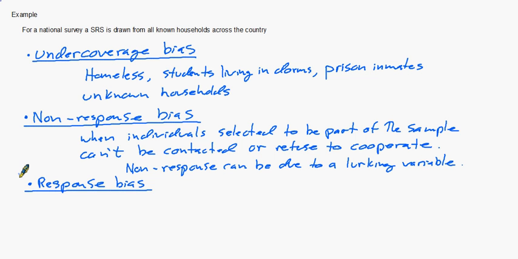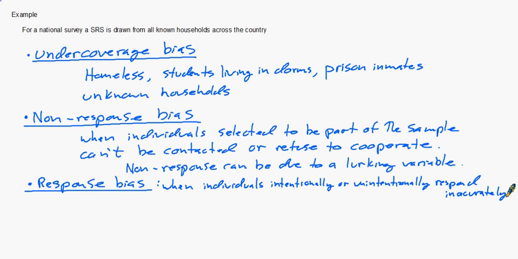And if non-response bias wasn't bad enough, we can actually have response bias. Well, this can take many forms. This is when individuals, either intentionally or unintentionally, respond inaccurately. It's entirely possible that respondents might simply lie, especially if the survey is about something sensitive, potentially illegal, socially unacceptable. If we're surveying people about the use of illegal drugs, some people may just lie about it and simply not respond truthfully.